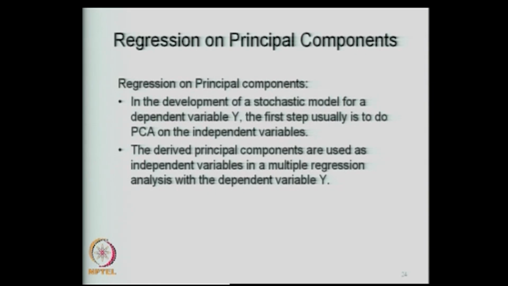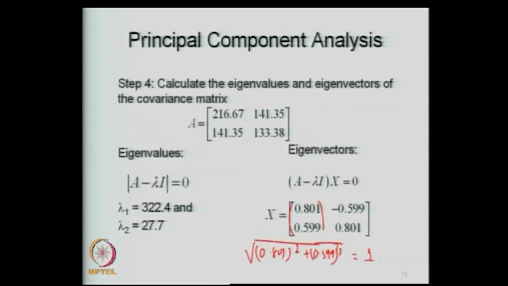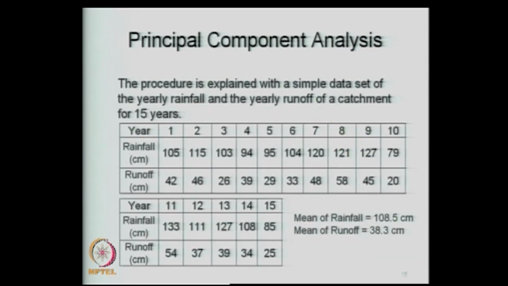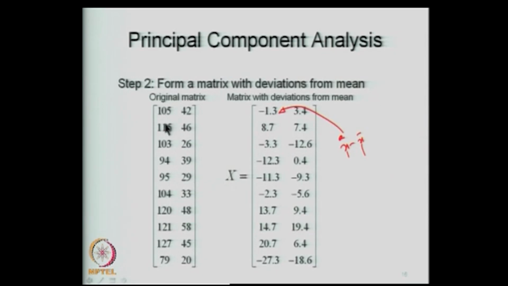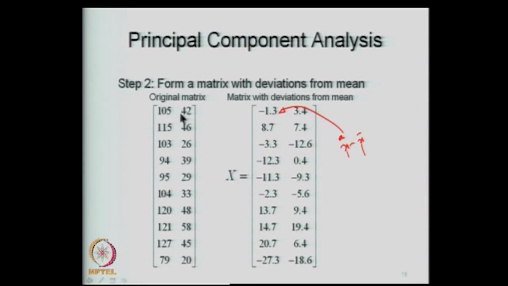Then we come to the question of regression using principal components. So, let us quickly recall what we did in this example. In this example, I have chosen only 10 values here and then carried out the exercise. I have gone up to 79 and 20. So, remember I have used only 10 values here. The same thing can be done with the complete data set of 15 values.